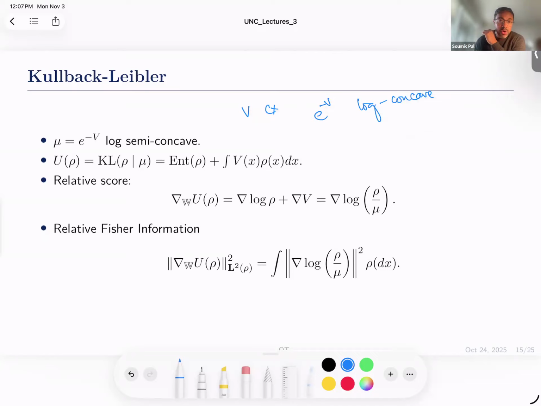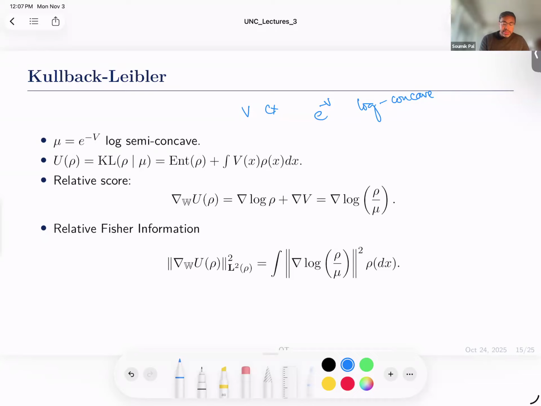which means that if you take the log of e to the power minus V, you get a concave function. So if V is semi-convex, then e to the power minus V is log semi-concave. If you take the log of mu, you get a semi-concave function. Now look into Kullback-Leibler with respect to this mu. So U of rho is Kullback-Leibler of rho with respect to mu.